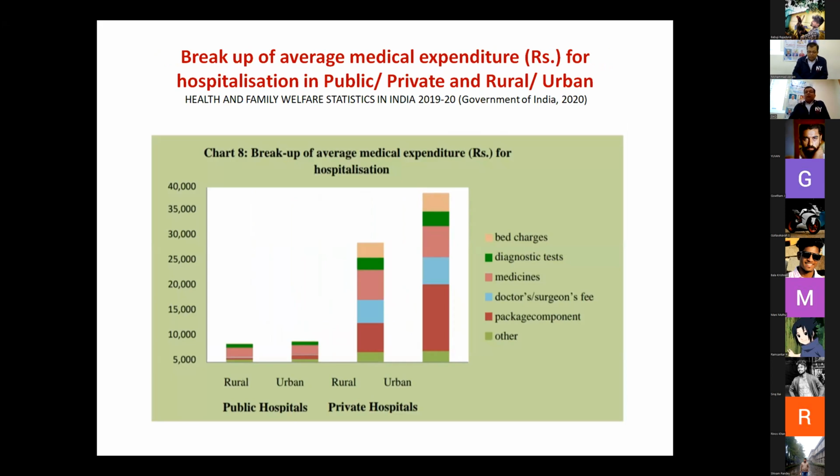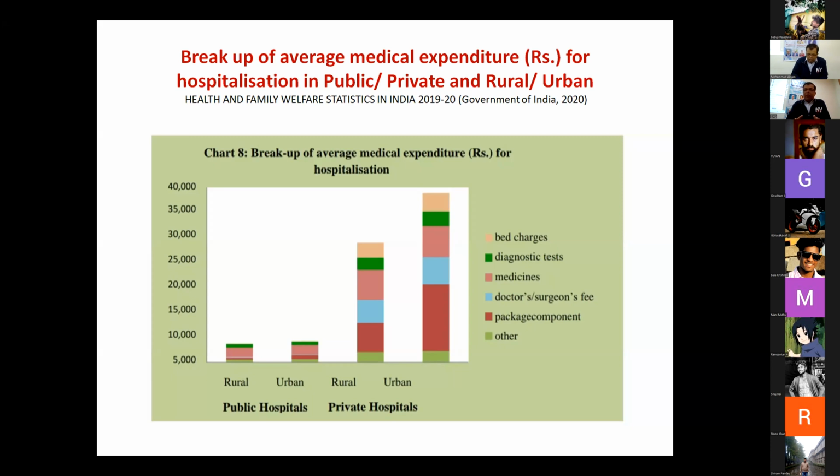Now, we come to a very interesting aspect. When we talked about the expenditure, let us try to see at a deeper level where the money goes. When we spend the money, where does it actually go? We look at the bills in a lump sum way. But here in this table, a very interesting piece of information is shared. Breakup of average medical expenditure for hospitalization in public, private, and rural, urban.